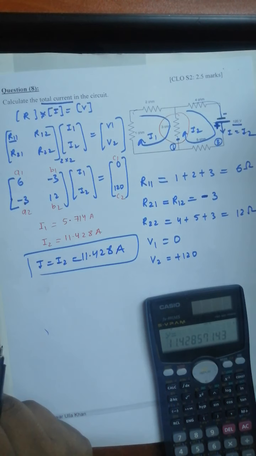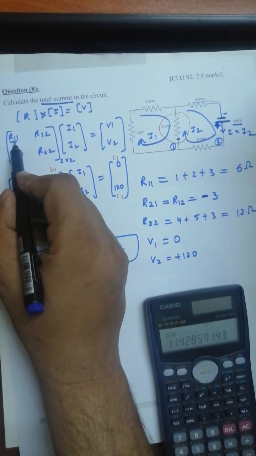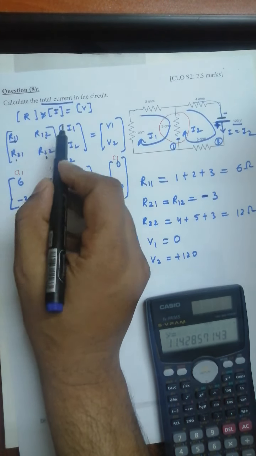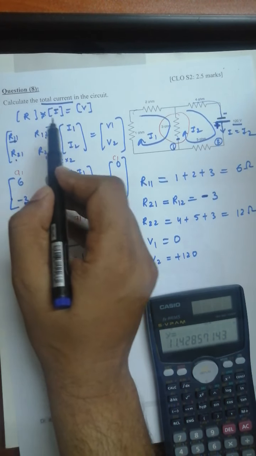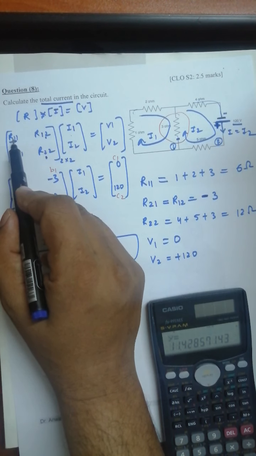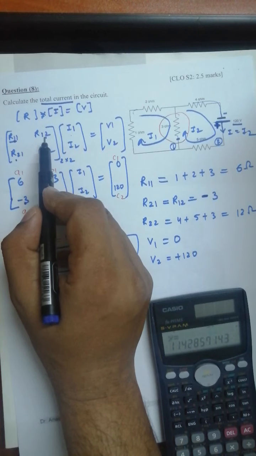Please remember how to solve this. It is very easy. Just remember this matrix: R11, R12, R21, R22 is the resistance, then there is current, and there is voltage. You have to see how to calculate R11 and how to calculate R22.